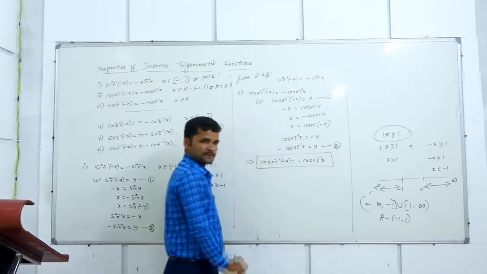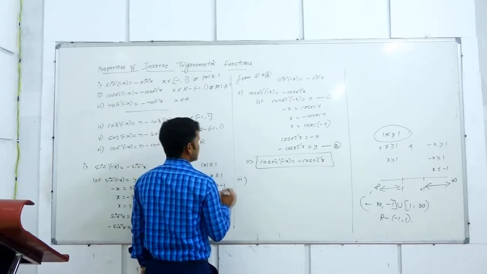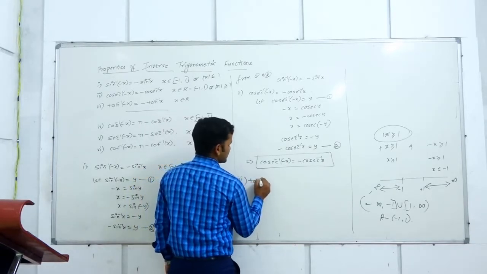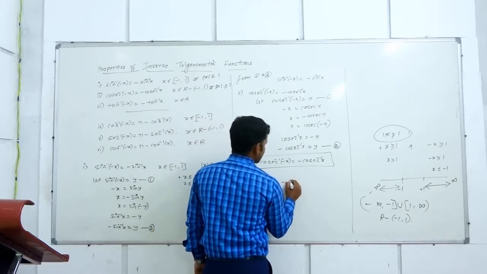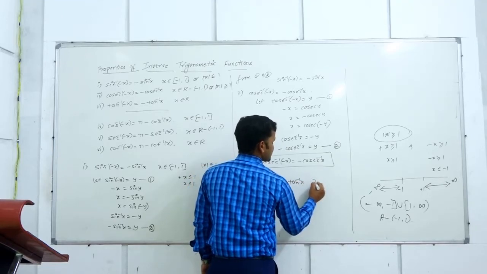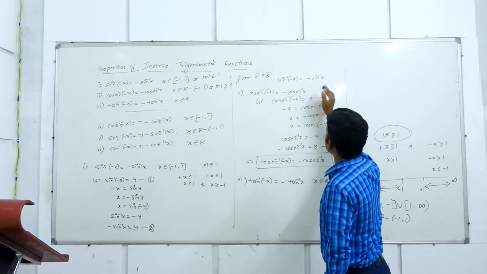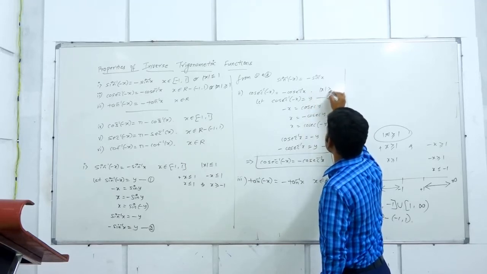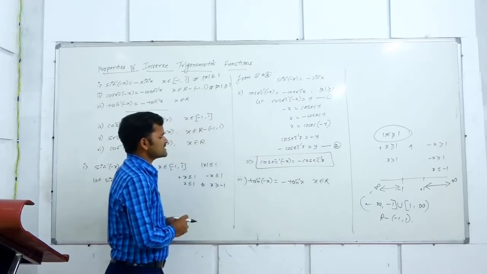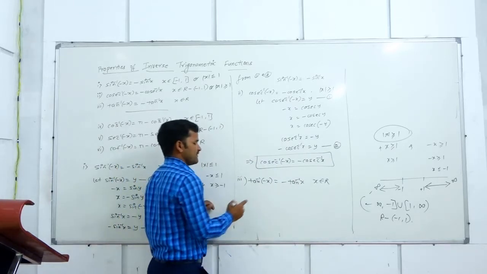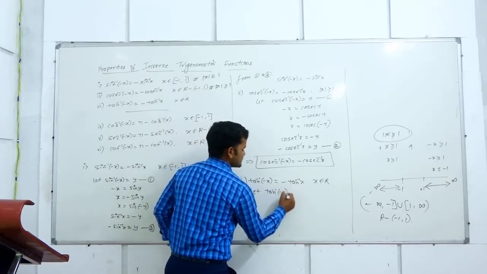Good. Coming to the third form, that is tan inverse of minus x is equal to minus tan inverse of x. This is valid for all the real numbers, and the previous one is valid only when modulus of x is greater than or equal to 1. Tan inverse of minus x is equal to minus tan inverse of x. Let us take tan inverse of minus x is equal to y.